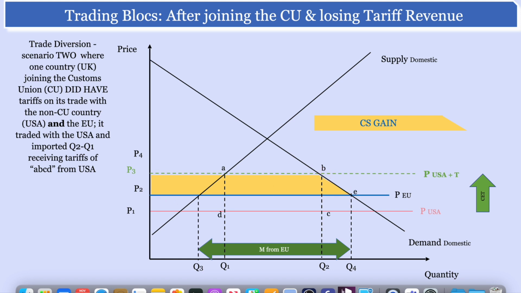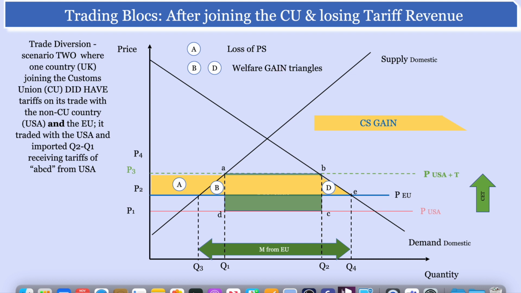All right. If that's gained, we need to say, but we have lost that tariff. But there's also a loss of producer surplus, which is given by this area. In other words, we were producing here when we were buying from the US. Now with the EU, the UK is producing here. So this is a loss of producer surplus. So here's your gain, here's your loss of producer surplus. You still have these welfare gain triangles. There's a gain triangle, there's a gain triangle. Remember, the consumer surplus is a gain because the price has come down.